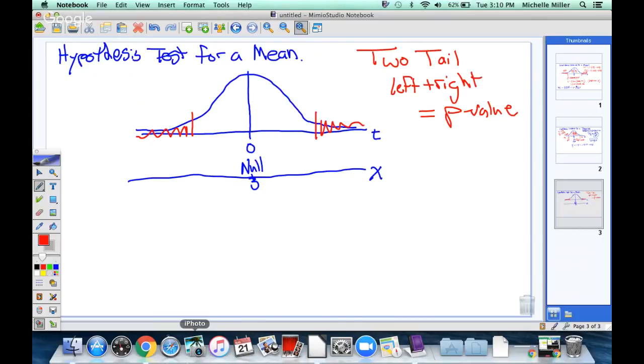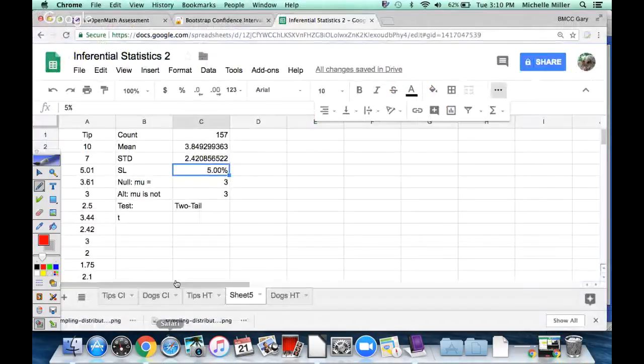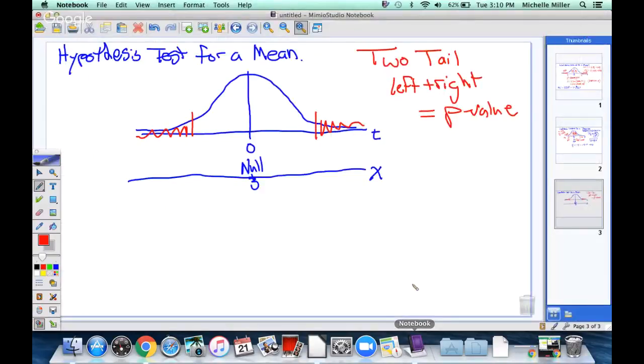So looking back at the data, we have 3.85. Okay, so let's see. 3.85 is bigger than 3. That's going to be somewhere over here. And so I need to figure out what t-score goes with that. I don't know what that is. Once I find that t-score, it's going to be a positive number. Then I'll get the opposite of it over on that side over there. So let's make the calculation and see what happens.